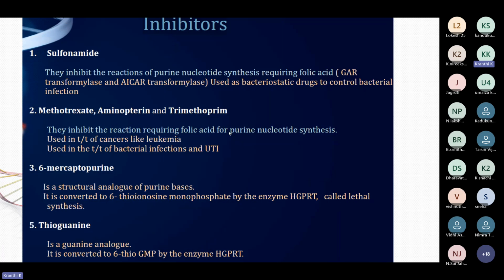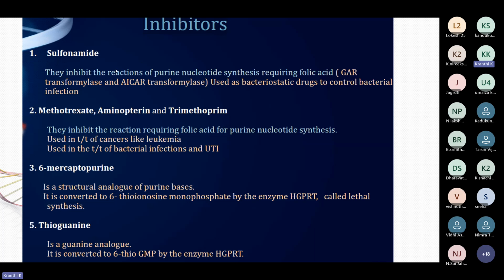Then inhibitors are there. So what are the inhibitors? Inhibitors means some drugs are there. They will inhibit the formation of the purine as well as the pyrimidine. So these inhibitors are not only for the pyrimidine we're talking about. These are the inhibitors of the purine also.